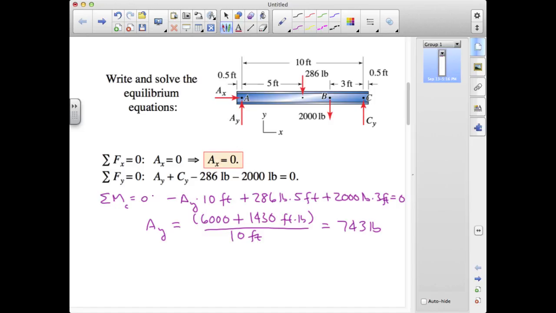G is the location where the 286-pound weight force acts. AX will not contribute anything, again because its line of action goes through G, but both AY and CY will contribute, so our moment equation will contain two unknowns. The moment equation about G becomes minus AY times 5 feet minus 2,000 pounds times 2 feet plus CY times 5 feet equals 0.